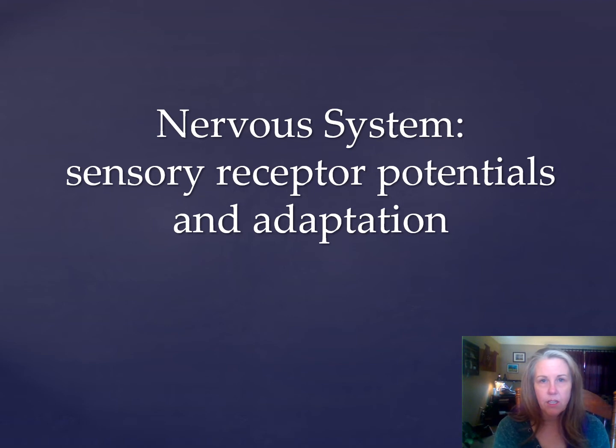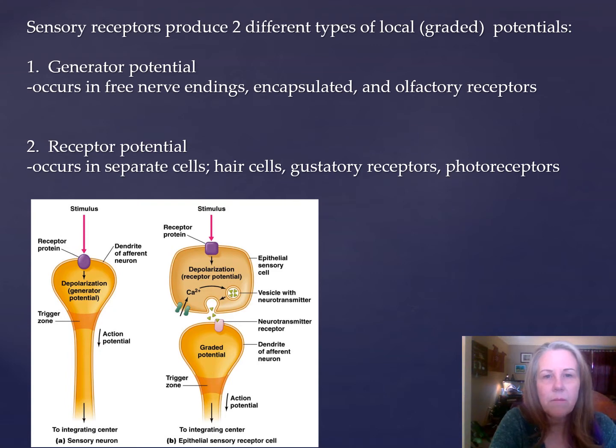With this particular lecture, I want to take you back to the sensory receptors, and we're going to talk about what's going on in those sensory receptors initially. Okay, so we're going to start off talking about sensory receptor potentials. Okay, now I'm taking you back to the sensory receptor. The sensory receptors produce two different types of local or graded potentials. They are the generator potential and the receptor potential. So we're going to first talk about the generator potential.